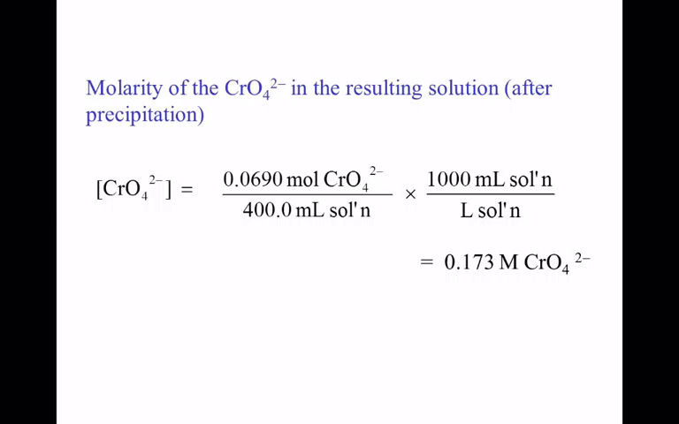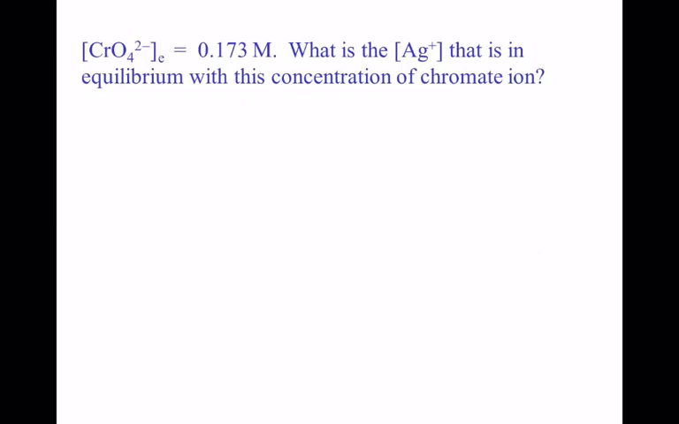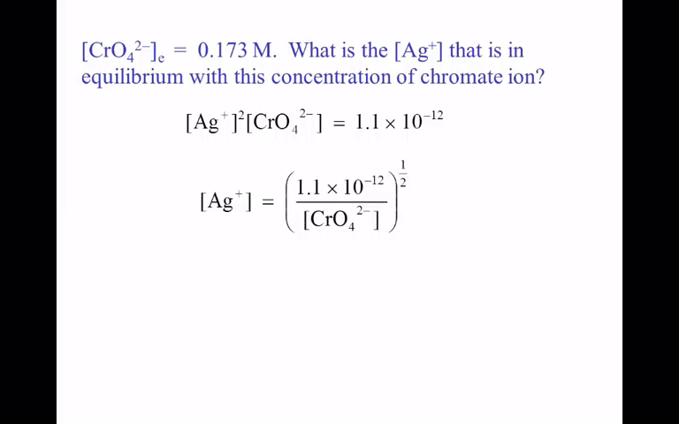Now we're going to substitute that back into the KSP expression to find out what the silver ion is. Do you recognize this is the KSP expression? KSP is equal to the molar concentration of silver ion squared, times the molar concentration of chromate ion raised to the first power. So at equilibrium, we can substitute in the molar concentration of the chromate ion we just got and solve for the molar concentration of the silver ion. So we're basically rearranging the KSP expression.